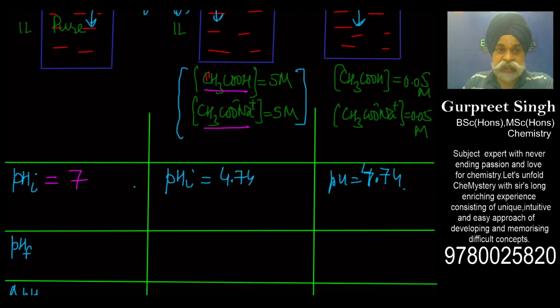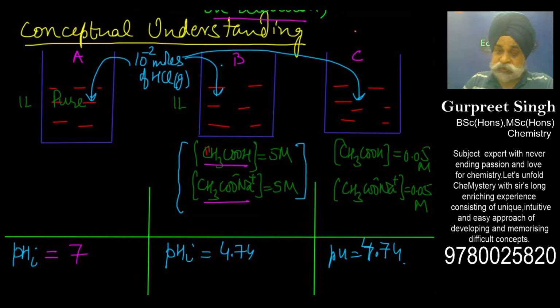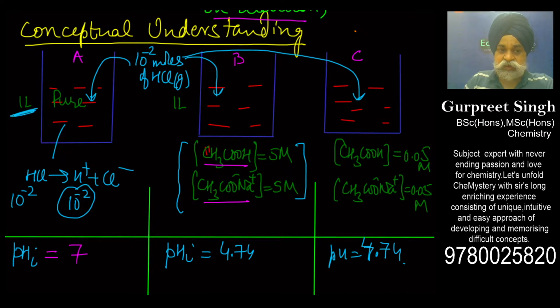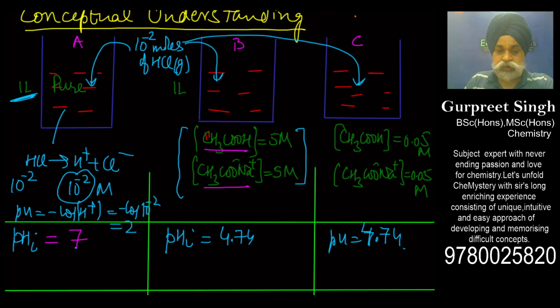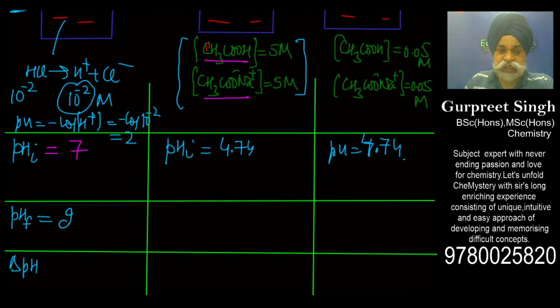Now into these three solutions, I added 10 raised to minus 2 moles of HCl. So what would happen? As soon as HCl comes into it, it ionizes to form H positive, which is 10 raised to minus 2, because you added 10 raised to minus 2 moles into 1 liter of water. So basically it becomes molarity, and the pH is equal to minus log of H ions. So this would become minus log 10 raised to power minus 2. So the pH turned out to be 2. So the final pH I would get is equal to 2.